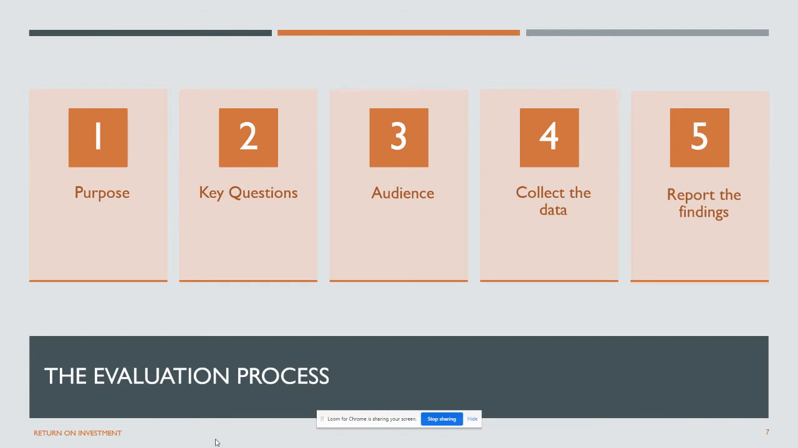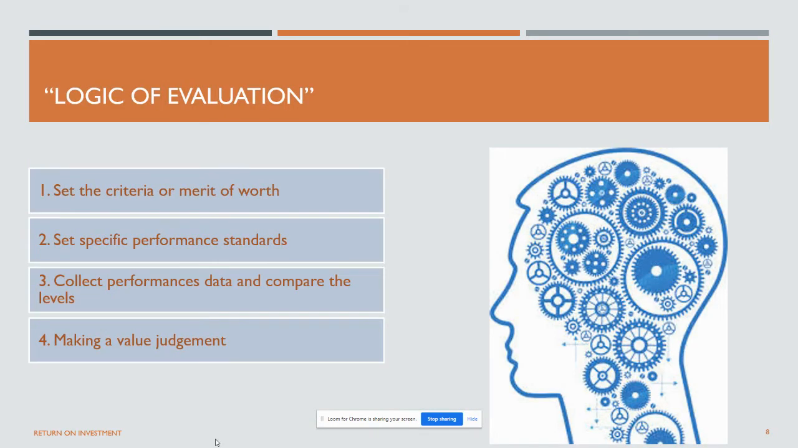Step 1, state the purpose. Step 2, develop key questions based off what you want to achieve. Step 3, select the right audience or try to understand the audience that you have been assigned. Step 4, collect the data. And step 5, report your findings to the stakeholders. The logic of this evaluation: set the criterion or merit of worth, set specific performance standards, collect performance data and compare the levels, and make a value judgment.